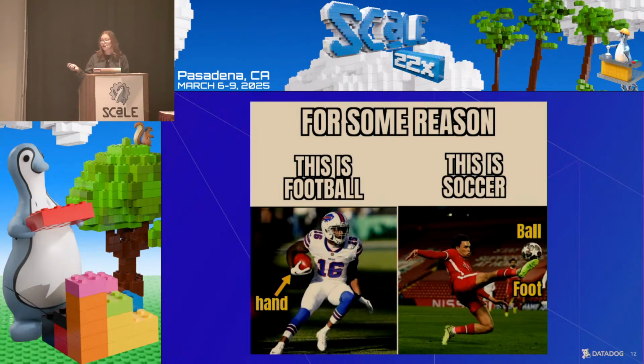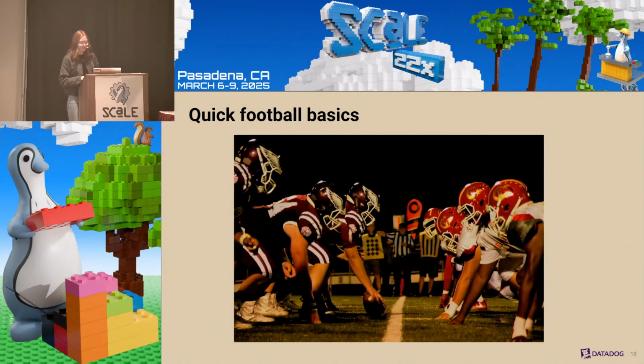So do we have any soccer fans in this space? Okay, great. I also like to watch soccer, not as much as football, but if you're a soccer fan, you might just need to use your imagination. So let's do some quick football basics, because I understand not everyone knows football.